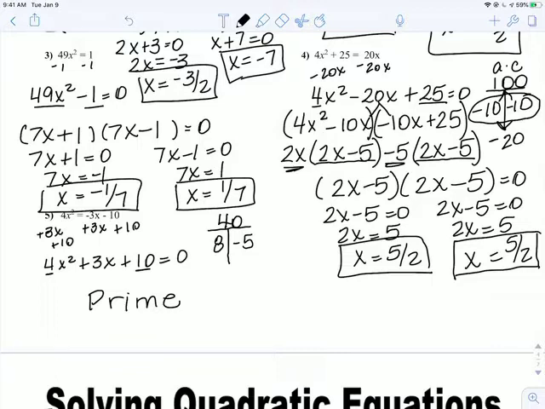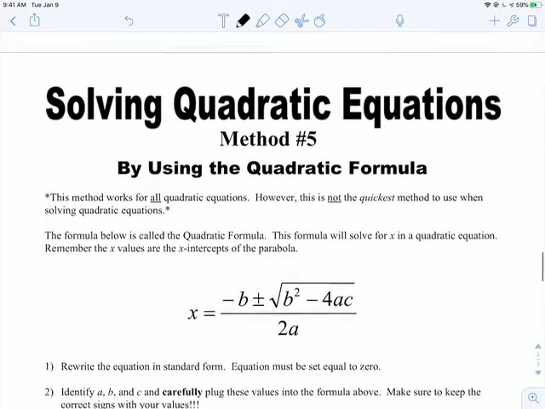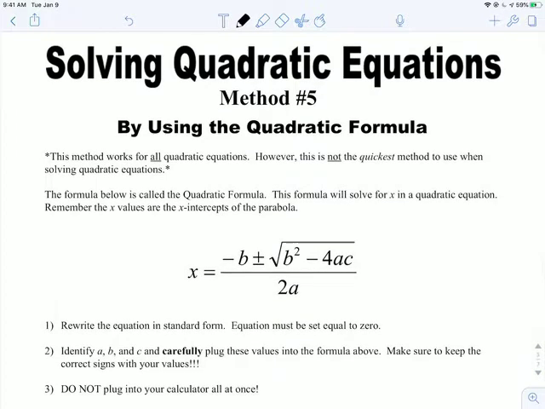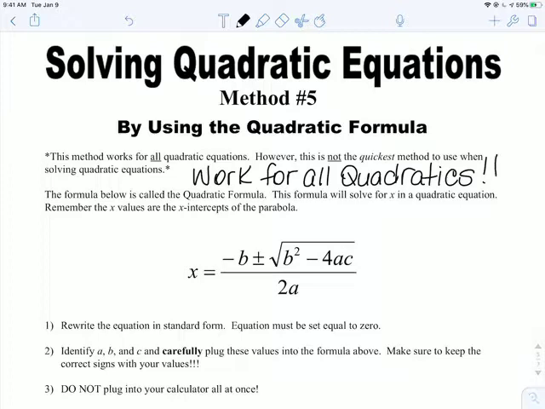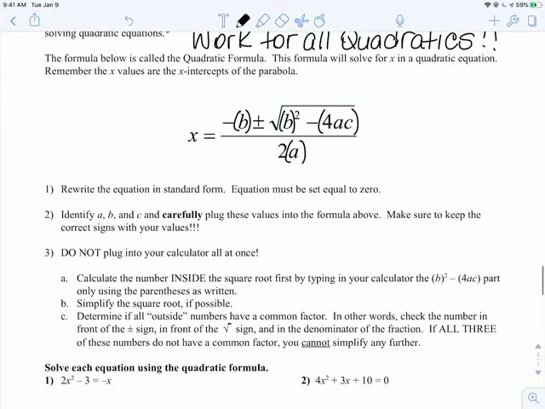But I will tell you one method that would work for a prime quadratic, and it's the quadratic formula. The nice thing about the quadratic formula is it works for all quadratics. So if you get really comfortable with the quadratic formula, you can always use it. All right, so here's the formula. The one thing that I would change is add in the parentheses. If you don't, you could get into some trouble when you're plugging this into your calculator. Your calculator may not do it properly.